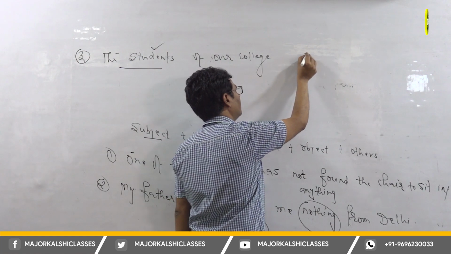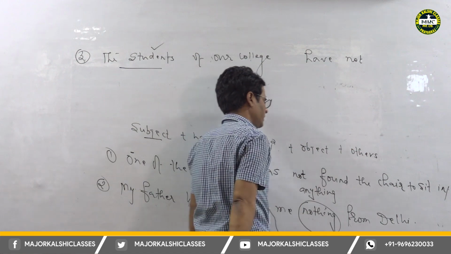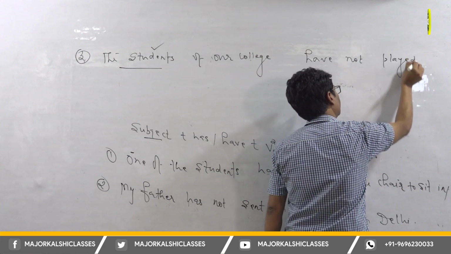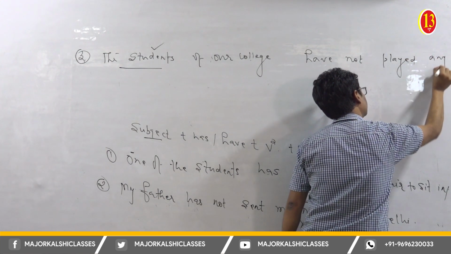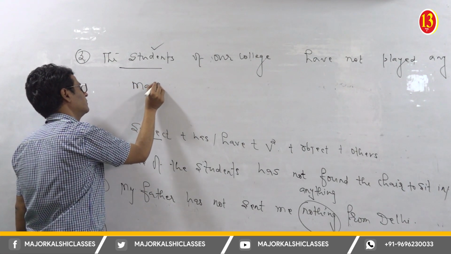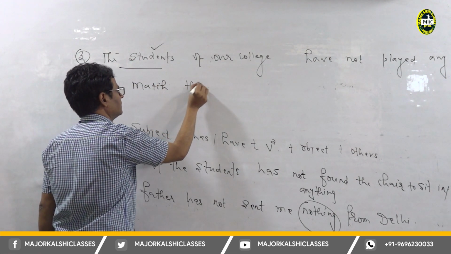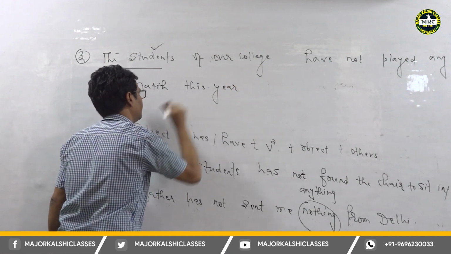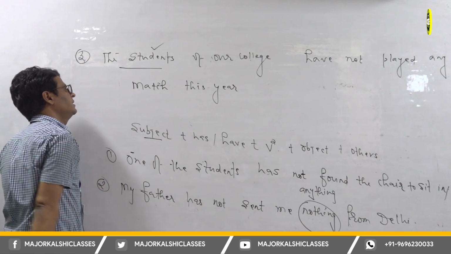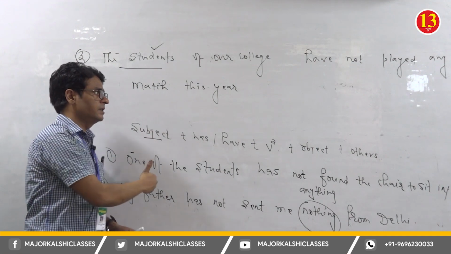The students of our college have not played any match this year. This is your example. What does it mean? The students of our college have not played any match this year. That's right. These are your negative sentences.